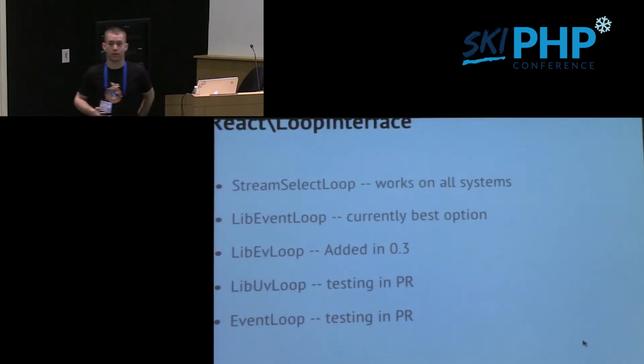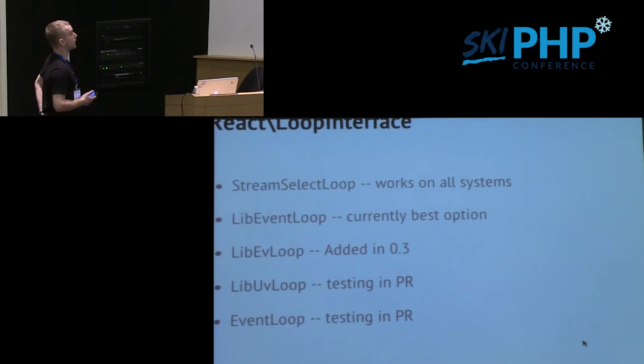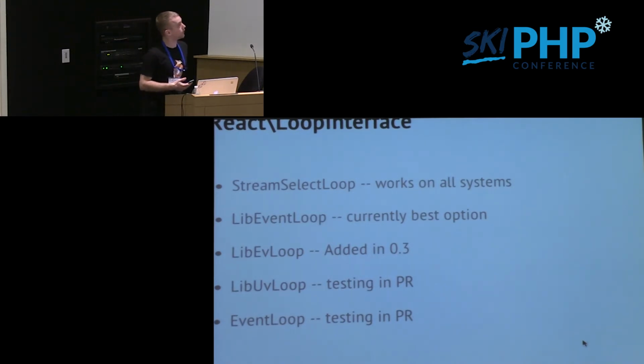So our loop interface, we have several implementations. We have stream select loop, which works on all systems. Lib event loop, which currently I think is our best option. Lib event loop was created to handle the C10K problem, which is handling 10,000 concurrent connections. libev, which was modeled after libevent, but as the author writes, without libevent's limitation or bugs. I think that's a little biased, but I don't know enough to really comment on that. libuv, we have a PR in testing. libuv is what Node runs on and how Node is so fast. And finally, event loop, which is just another implementation of libevent.